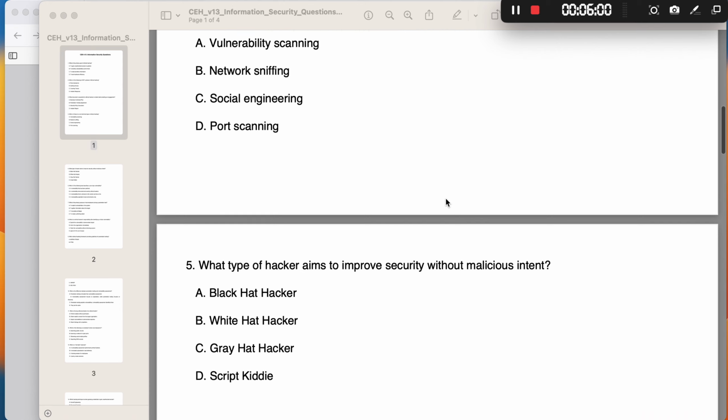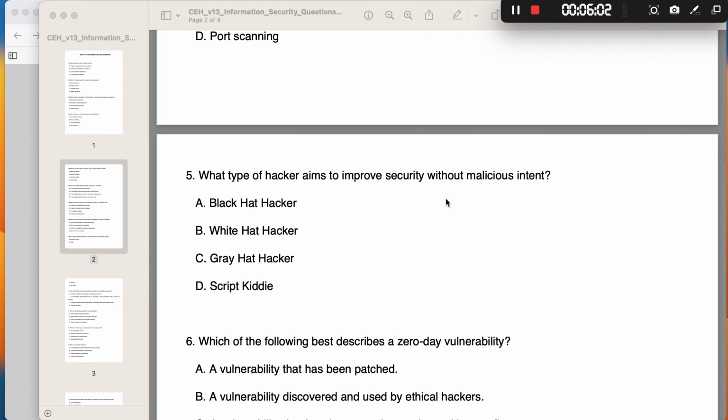Now let's go to question number 5. What type of hacker aims to improve security without malicious intent? That is a good question. This is 100% theoretical. This has nothing to do with the real world in practice, but it's a question that I'm sure you're going to see in your exam. What type of hacker aims to improve security without malicious intent? You have black hat, white hat, gray hat, and a script kiddie.